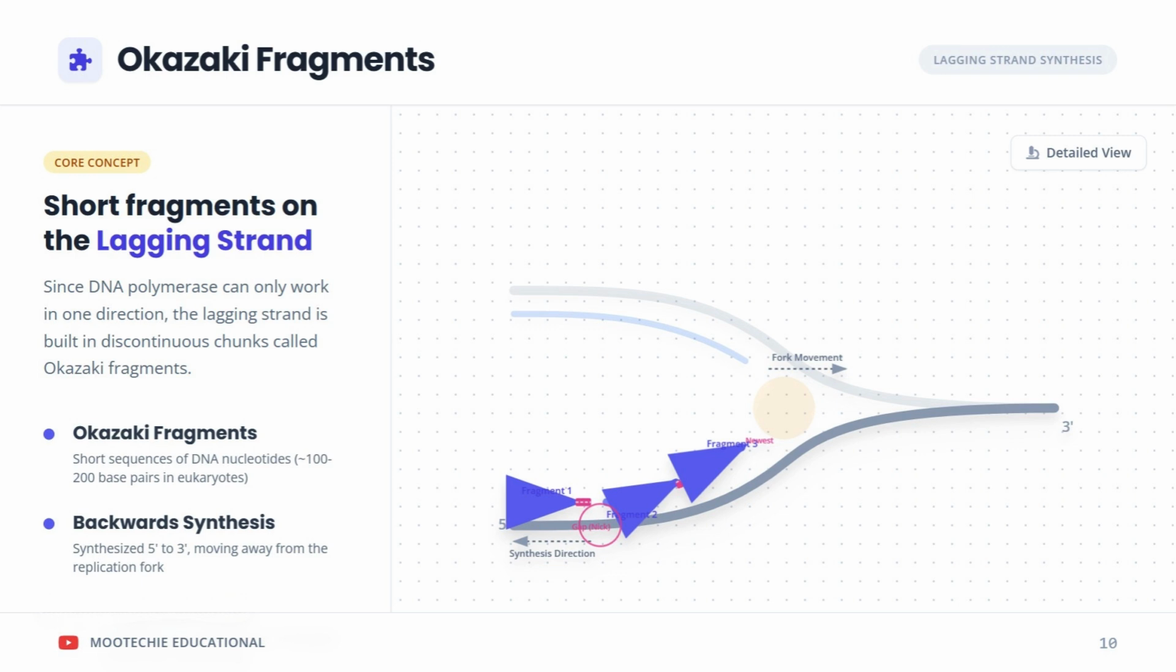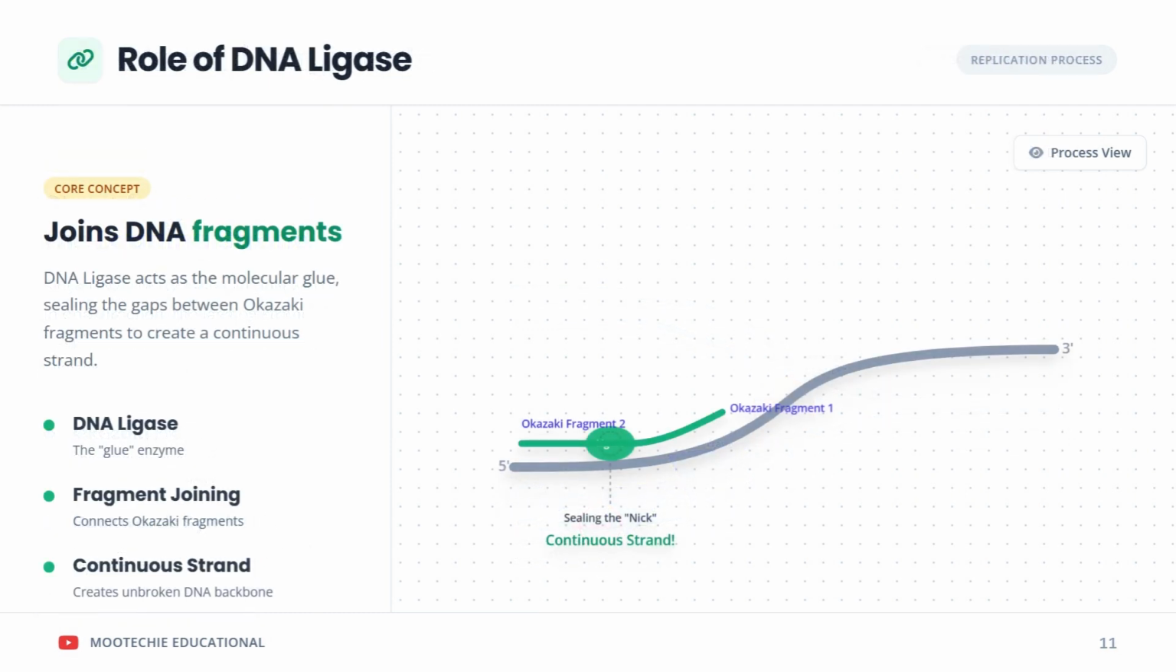This is where our third enzyme, DNA Ligase, comes into play. It acts like the molecular glue. DNA Ligase seals the gaps or nicks between the Okazaki fragments. It forms the final phosphodiester bond to create a continuous DNA backbone. So, from many fragments, we get a solid strand.